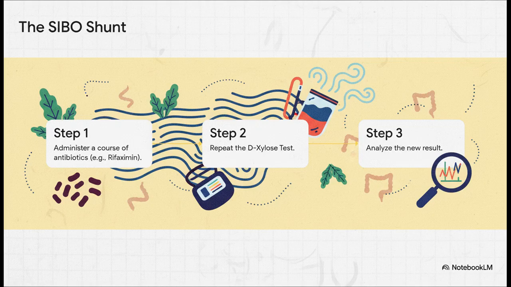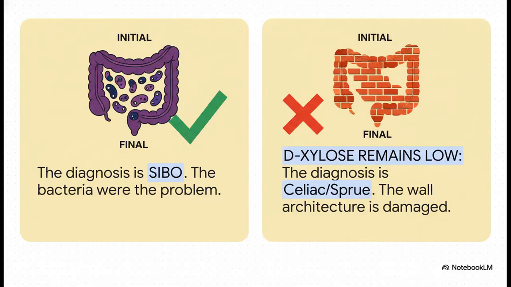Easy. You execute the SIBO Shunt protocol. It's this beautiful, elegant three-step maneuver. Step 1. You give a course of antibiotics, something like rifaximin, to just wipe out that bacterial overgrowth. Step 2. You simply repeat the D-Xylose test. And Step 3. You analyze the new result. And that second result tells you everything.